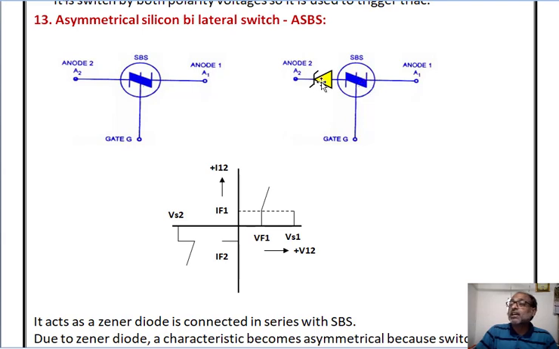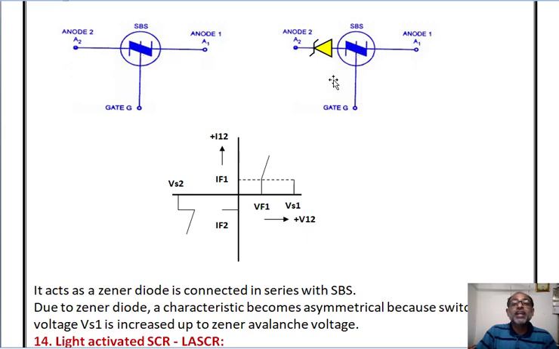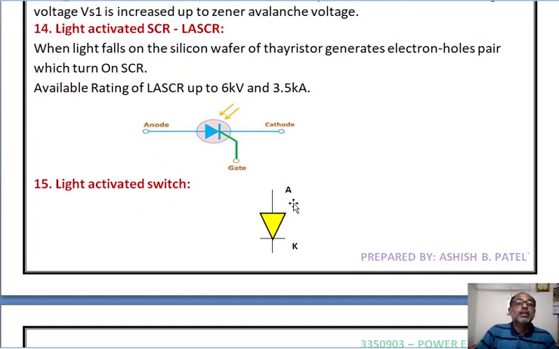It works as one Zener diode connected in series. Due to this Zener diode, the characteristics of this asymmetrical silicon bilateral switch become asymmetrical, because the switching voltage VS1 is increased up to the Zener avalanche voltage. Next, light activated SCR, LASCR.